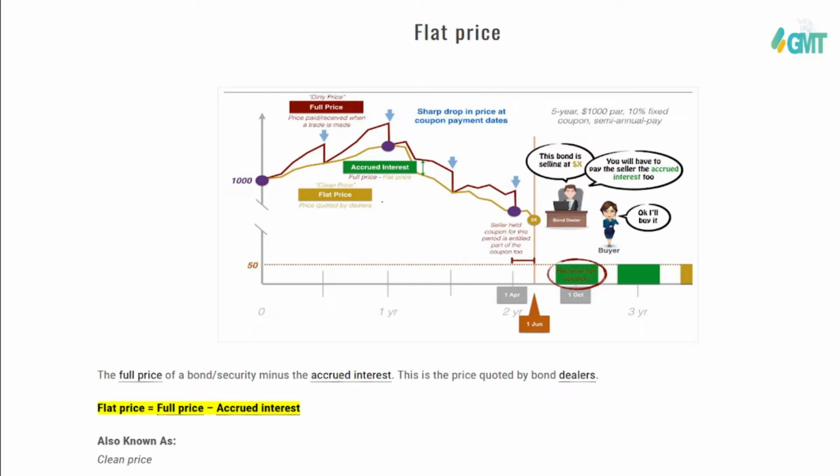without any barricade. Anyways, so let's start with this concept, which is flat pricing. What is flat price? Flat price means full price minus accrued interest, that we call flat price. The full price of a bond or security minus the accrued interest is the price quoted by the bond dealer. The bond dealer basically buys and sells the bonds, right? Bond dealer means who buys and sells the bonds.